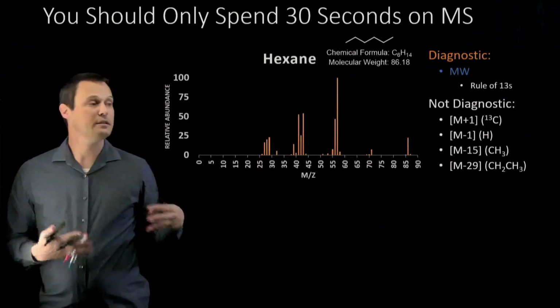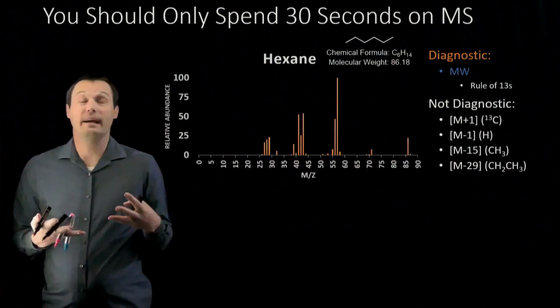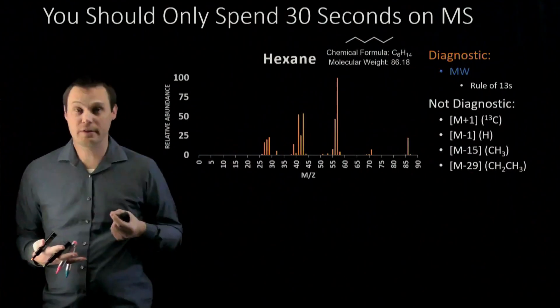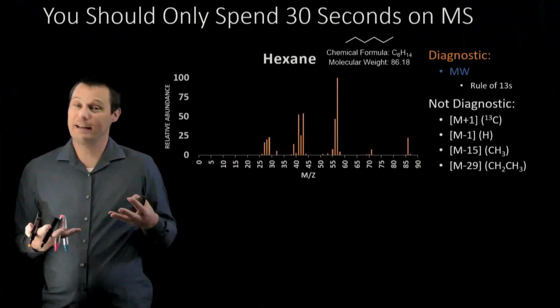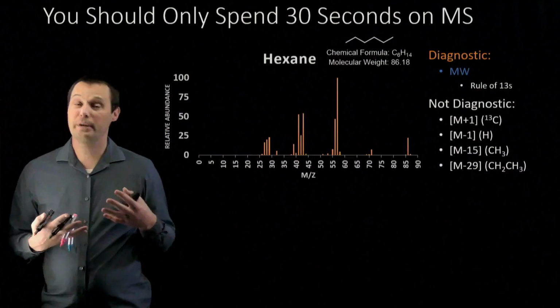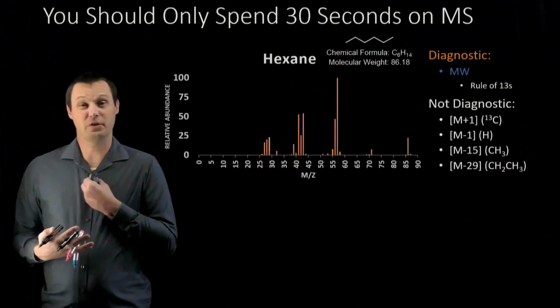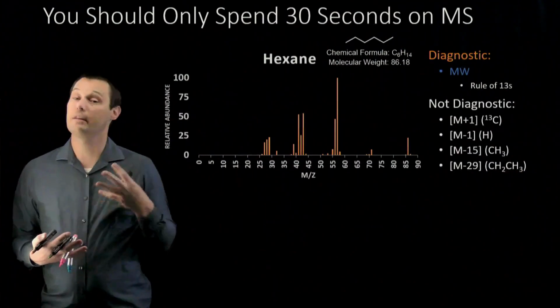What does the M+1 peak tell us? It tells us there's a carbon in our molecule. Well, guess what? This is organic chemistry. Of course there's a carbon in the molecule. That's not diagnostically useful. All the M+1 peak should really do is give you a little bit of a warm fuzzy in your heart that yes, you are still an organic chemist, and then you should move on.